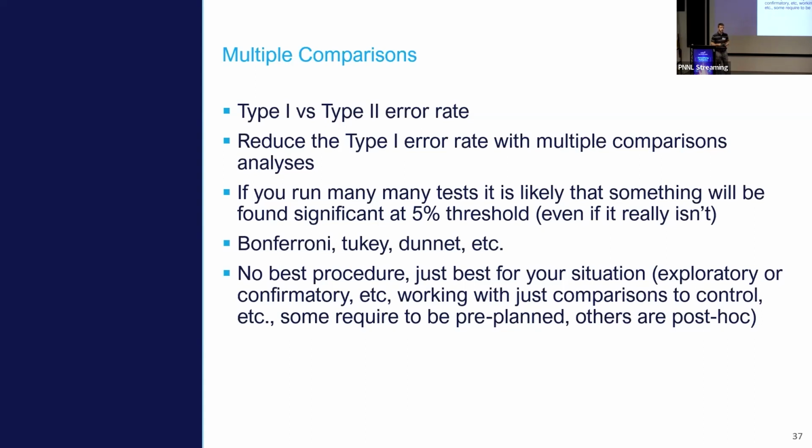And so there's a lot of ways that we can correct for it, depending on the data that you're working with. There's the Bonferroni method, Tukey, Dunnett, among a plethora of others. And the thing to note here is that there is no best procedure, just the best one for your situation. Whether you're working with exploratory data, confirmatory data, maybe you're working with comparisons to control, or you're just looking at all pairwise comparisons. Some of these do need to be pre-planned, but others can be done post hoc.